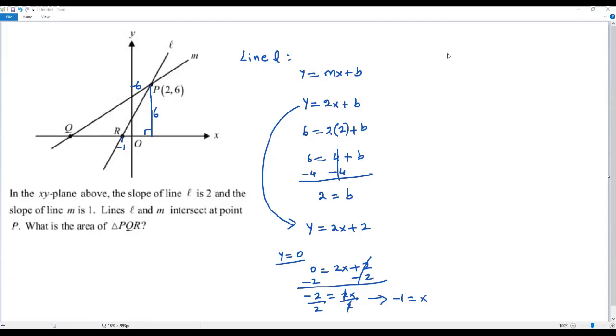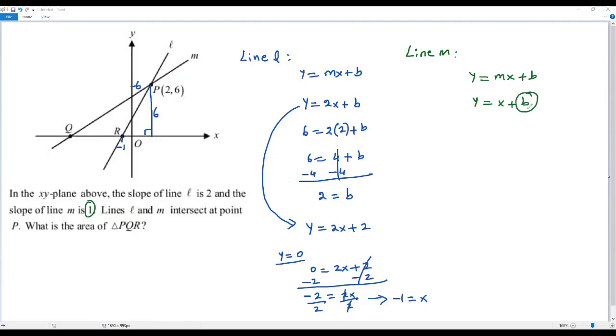Now let's get the equation of line M. Let me write the stuff over here. That is line M. We can use the same slope-intercept form, that is y equals mx plus b. Here this m represents the slope of line M. So here we have the slope of line M, that is 1. We can plug in 1 for this m over here. When I plug in 1 for m, 1 times x is just x plus b.